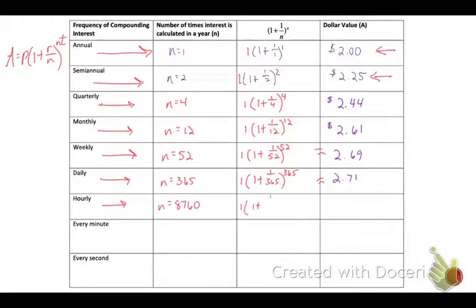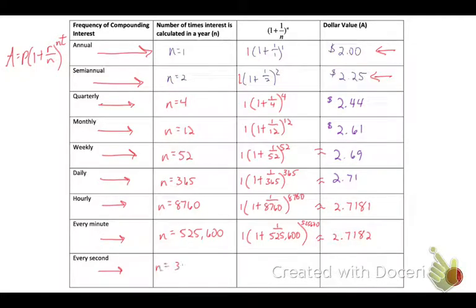Hourly, that would mean compounding that 100% interest over the year 8,760 times. So we spread it into those little pieces and compound it. So now you can see every minute that would be 525,600 times within a year, and we're getting very close to that 2.72 number. Every second would be 31,536,000 times that the 100% is spread in little bits over that year.